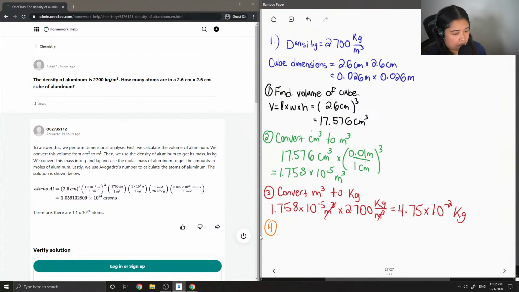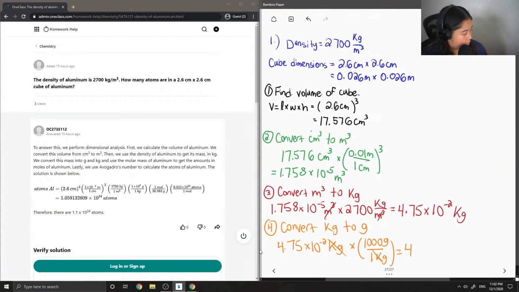So now we want to convert kilograms to grams. So 4.75 times 10 to the negative 2 kilograms, and then multiply by the conversion factor to grams. There are 1,000 grams in 1 kilogram, and you end up getting 47.5 grams.